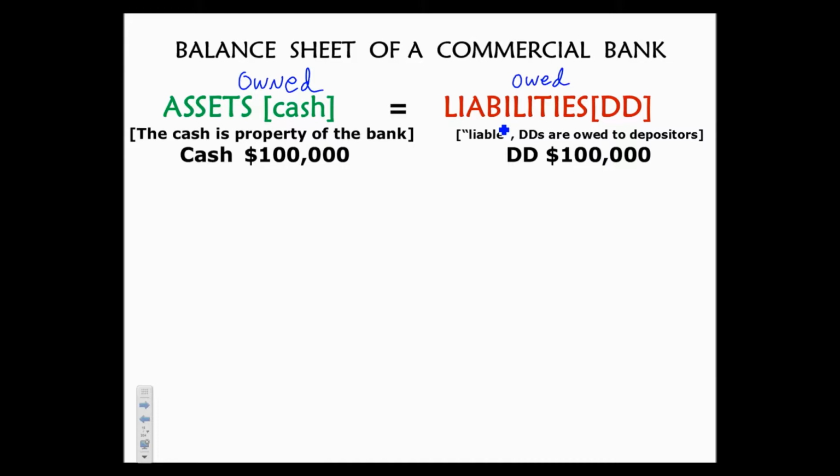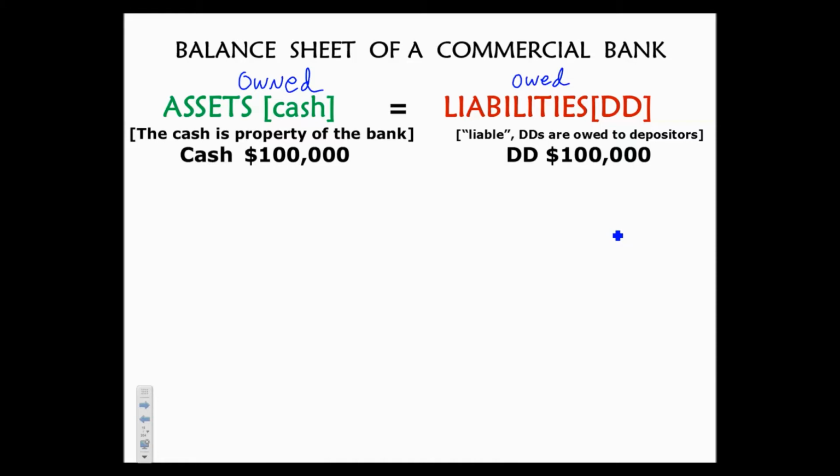So the cash a bank is holding, they actually own, okay? It might belong to somebody else, but the way they account for that is they show that they actually owe the depositors. So they're holding cash of $100,000 in this example, and they owe that cash to its depositors. So far, so good?